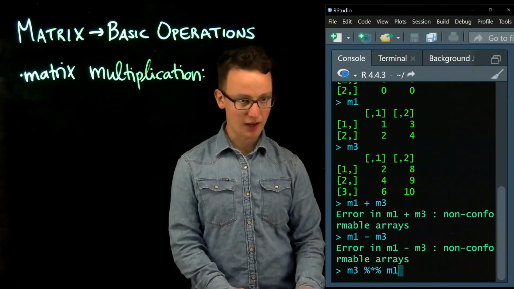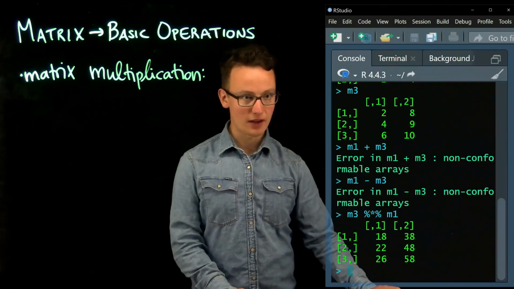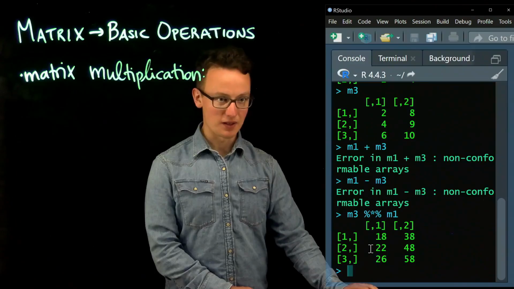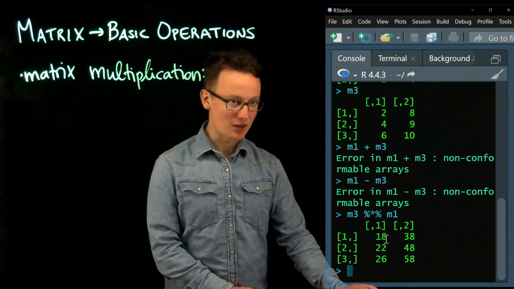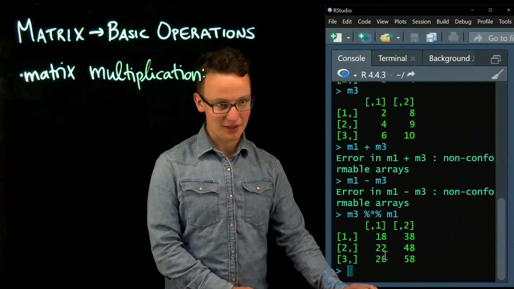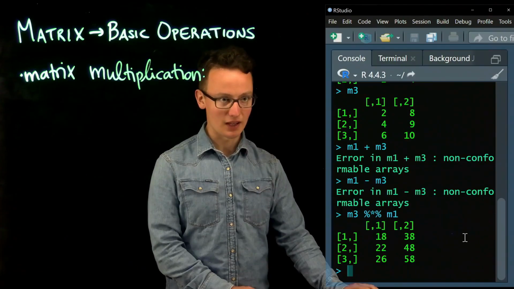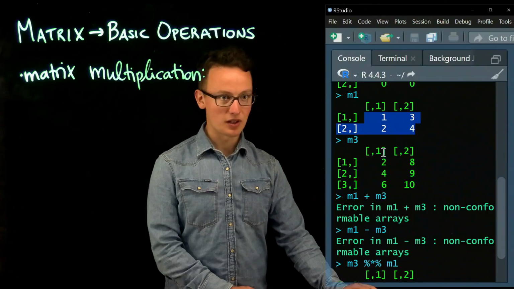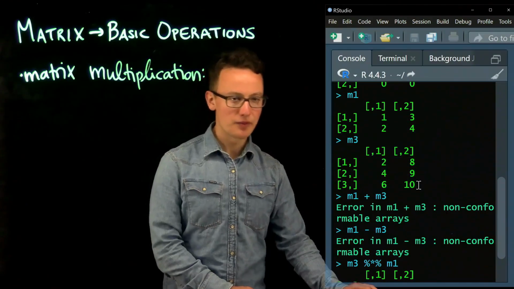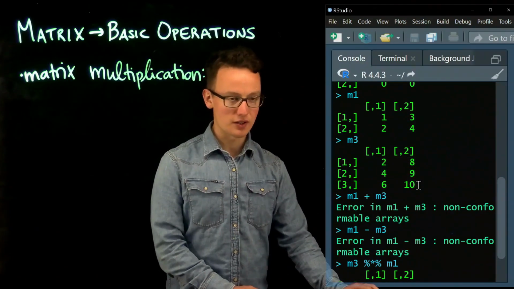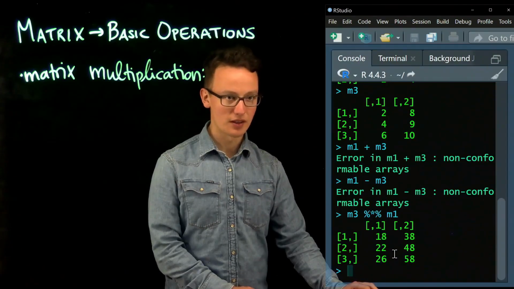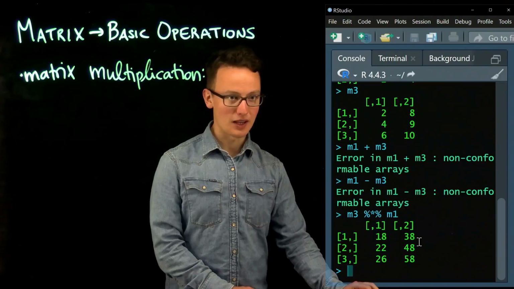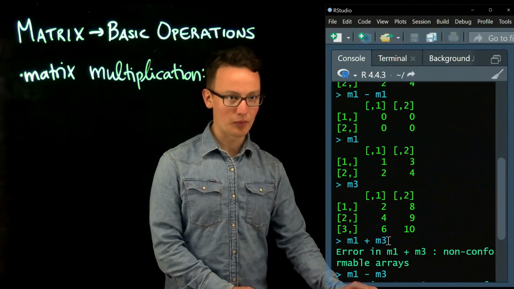So what is M3 times M1? Well, it turns out that it is actually this new 3 by 2 matrix with these somewhat mysterious entries of 18, 22, 26, 38, 48, 58. So these somehow came about from these two original matrices, but it's a bit less obvious compared to addition and subtraction how to actually do this and which kind of matrices can be multiplied. So as we saw before, we couldn't do M1 plus M3.